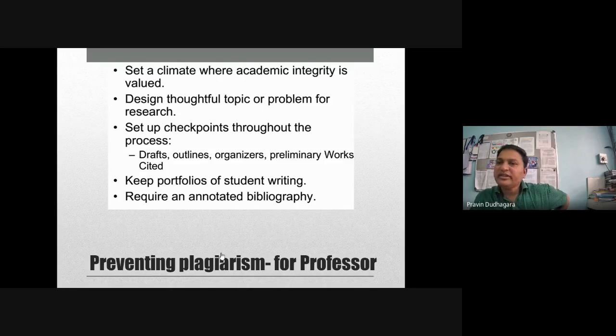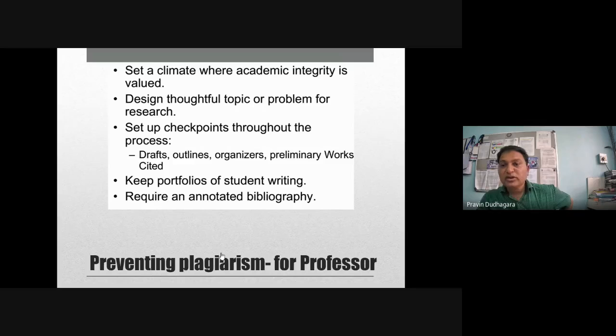Set a climate where academic integrity is valued, among the students and among the colleagues also. Design a thoughtful topic or problems for the research. Set up checkpoints throughout the process where the draft, outline, organizer, preliminary work, and citations are generally under the pipeline. According to that pipeline, the student passes each particular checkpoint.